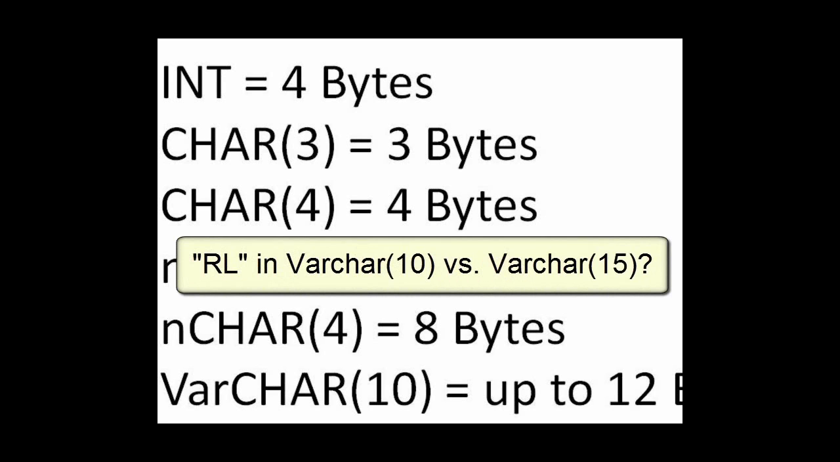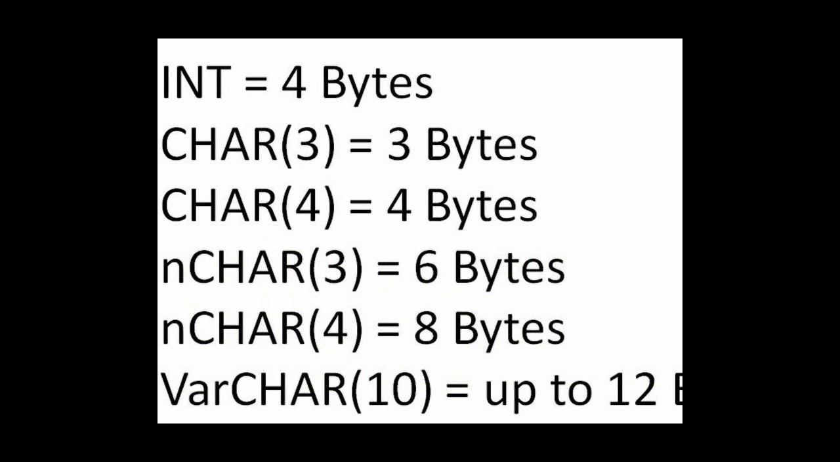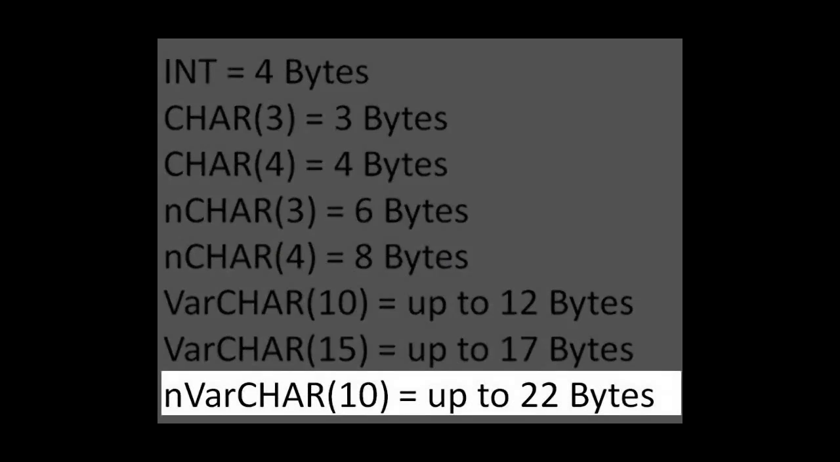Is there a difference? No. In both situations, those would consume exactly 4 bytes. Okay, if it costs 2 bytes just to own a variable length character, how about a variable length of Unicode characters? Now, how about an nvarchar 10?